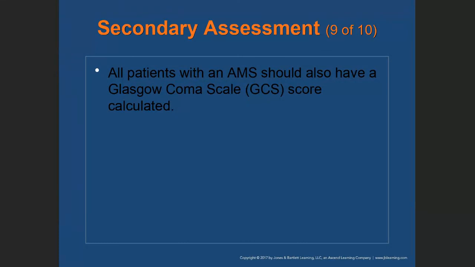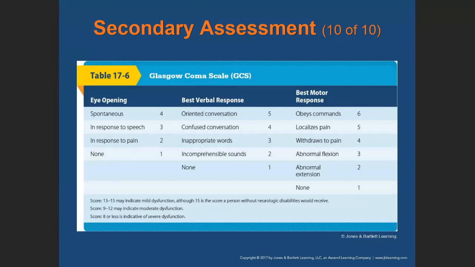GCS is a must, right? So every patient, you need to get a GCS, but it is absolutely essential for patients with altered mental status. Very important. Learn your GCS scale.